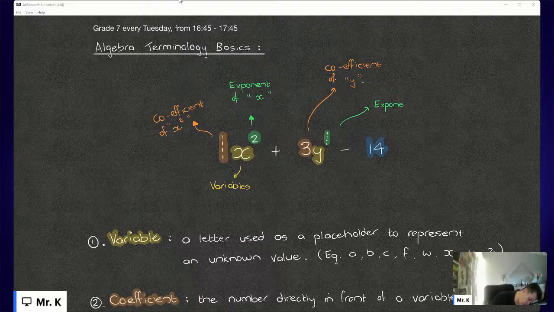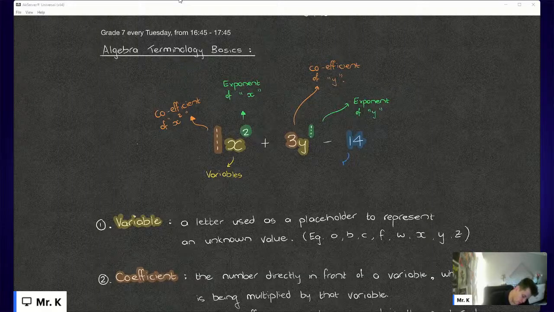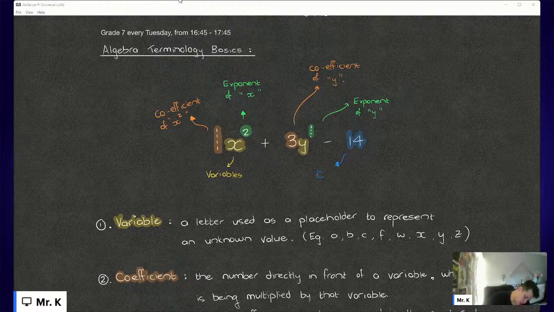And that is very important, guys. You need to be able to identify the exponents that belong to each of the different variables that we run into. And finally, we have the number 14 over here in blue, which is just a simple old whole number. And because it is a value that remains constant and does not change, we call it exactly that, a constant.